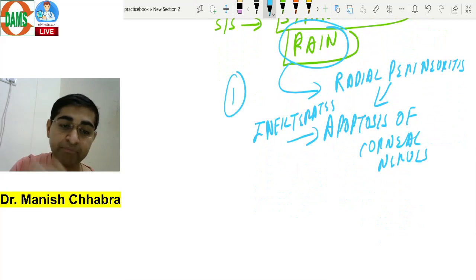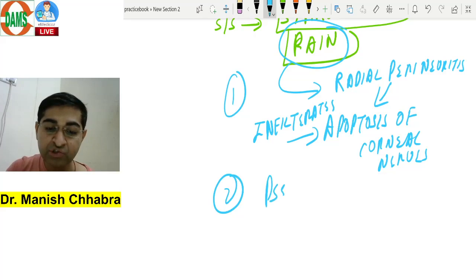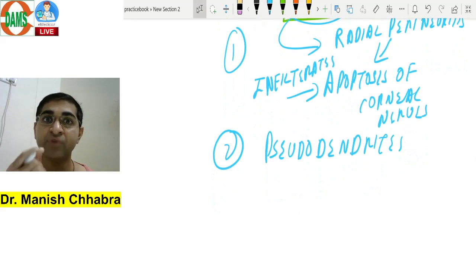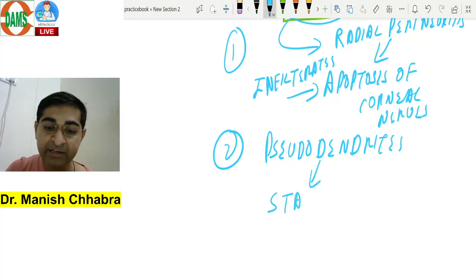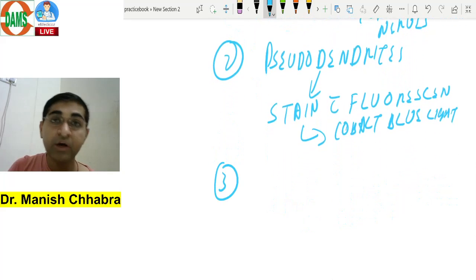So first is pain, second is the typical appearance of pseudodendrite, right? You know that a dendrite is formed in herpes simplex keratitis. Pseudodendrites are formed in herpes zoster ophthalmicus. And of course, if we are talking of dendrites or pseudodendrites, you can stain with fluorescein under cobalt blue light, okay?